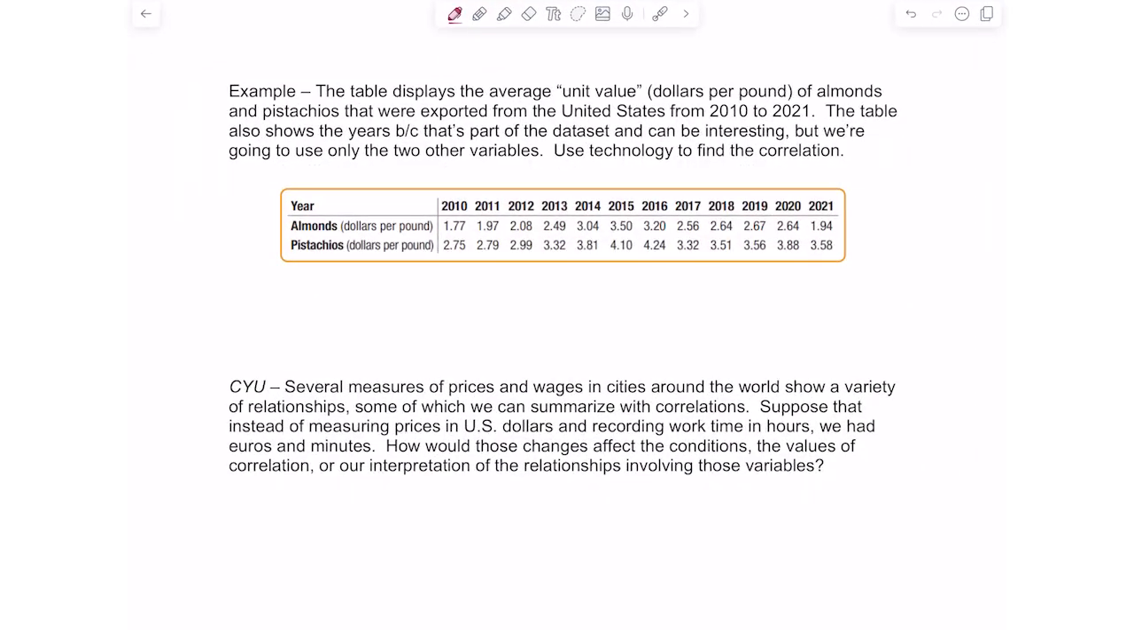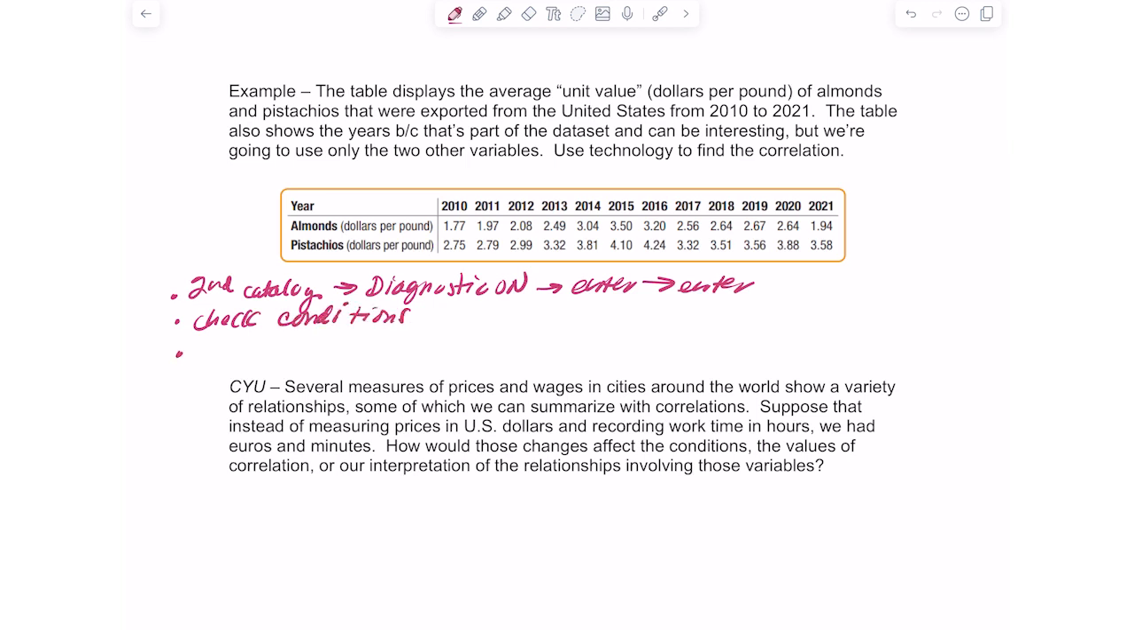So let me write out for you here what we did. So we went to second, catalog, and then we turned on the diagnostic. So turn diagnostic on, make sure you hit enter and enter so that it says done. And then of course you're going to enter the data into L1 and L2. I'm just going to put here, check your conditions.